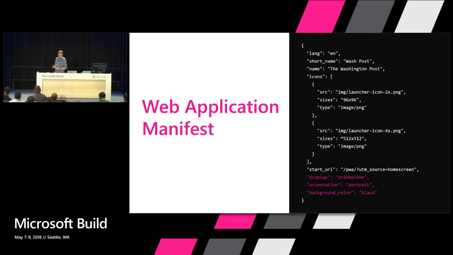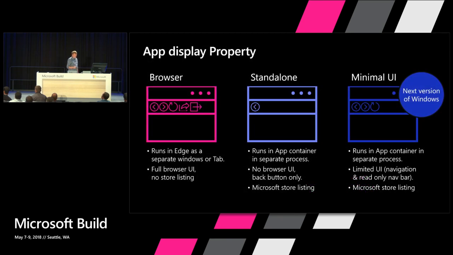Background color and theme helps us give insights on how you want your application presented. Now, one of the things that we're working on at this point is expanding the options for the display property of the W3C manifest. Today, we support basically two different options. That's the browser mode. If you tell us that your display is browser, that means your progressive web app is going to run inside of the browser, inside of Edge.